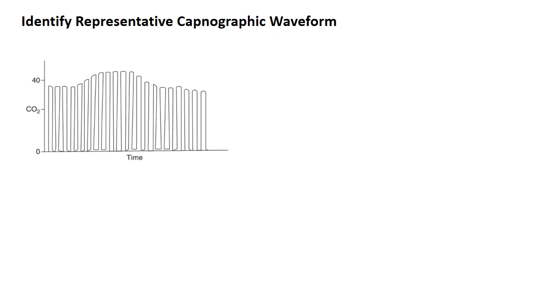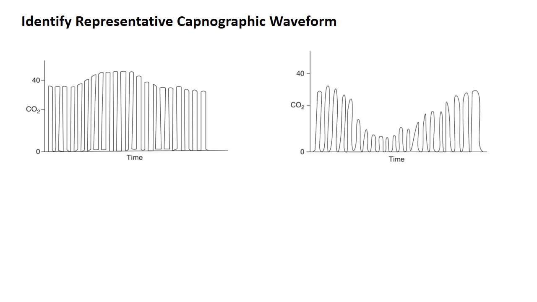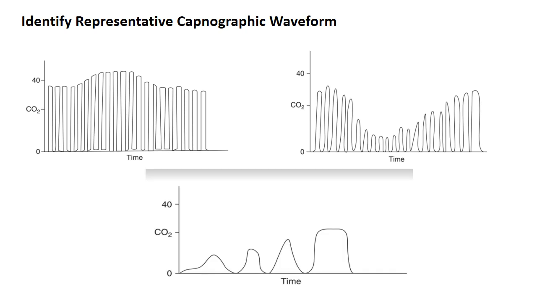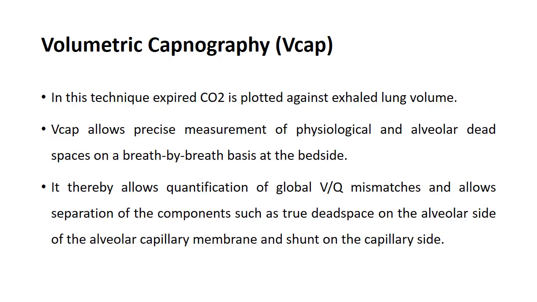This capnogram shows a sudden rise in CO2 after unclamping a major blood vessel or release of a tourniquet. This capnogram shows a sudden fall and rise of EtCO2 due to a small air embolus, and this capnogram shows the oscillation due to contraction and relaxation. And this one is due to the return of spontaneous circulation.